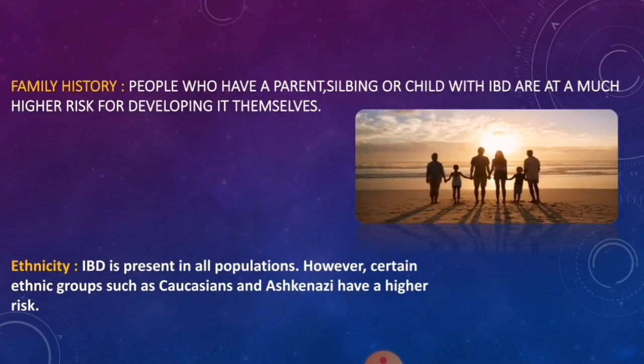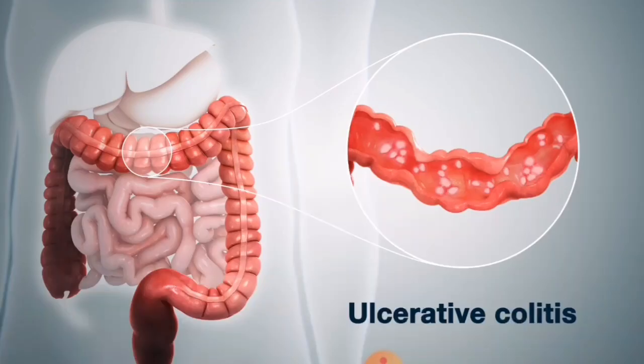Family history. People who have a parent, sibling, or child with inflammatory bowel disease are at a much higher risk of developing it themselves. Ethnicity. Inflammatory bowel disease is present in all populations. However, certain ethnic groups such as Caucasian and Ashkenazi have a higher risk.